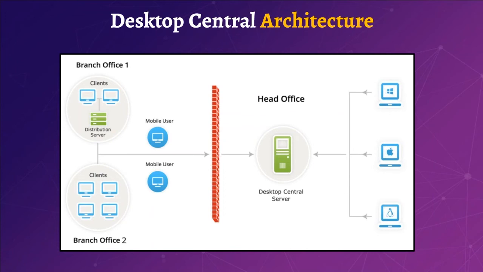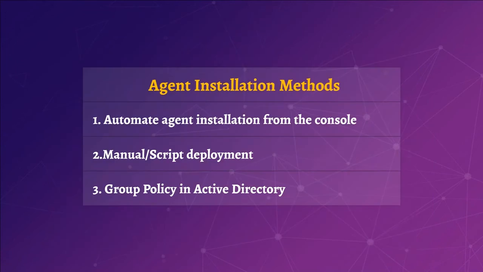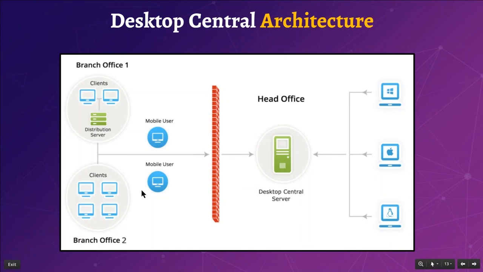There are different ways that you can install the agent. First, from the console, you can install the agents, or you can download and install the agent manually or by script-based deployment. Or if you're already managing the machines through Active Directory, you can use group policy to install the agent. Coming back to the architecture, you can manage machines in LAN, WAN, and in all the scenarios, you need to have agents installed on all these machines.